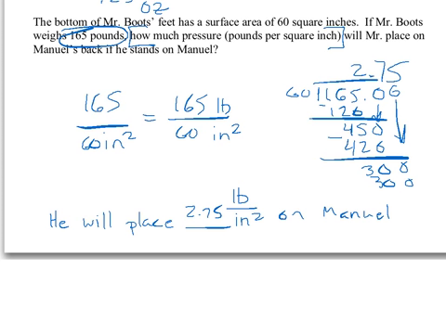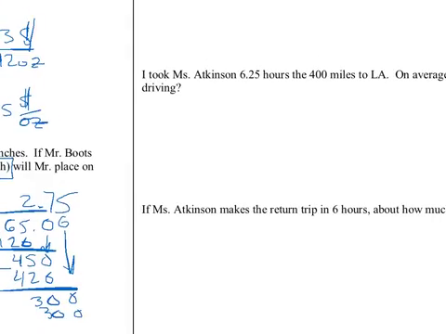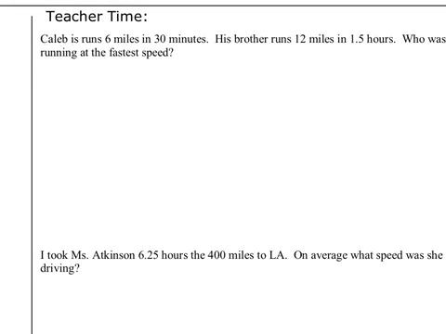So let's look at some of the more complicated problems that we could see with unit rates. First one says Caleb runs 6 miles in 30 minutes. His brother runs 12 miles in 1.5 hours. Who was running the fastest speed? Now, so we need a unit rate here. Now, what I see is that I have to find out the speed for each of them. What are we going to use as our units for speed?